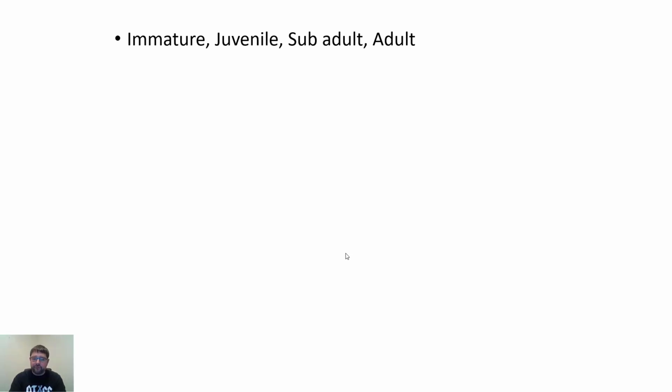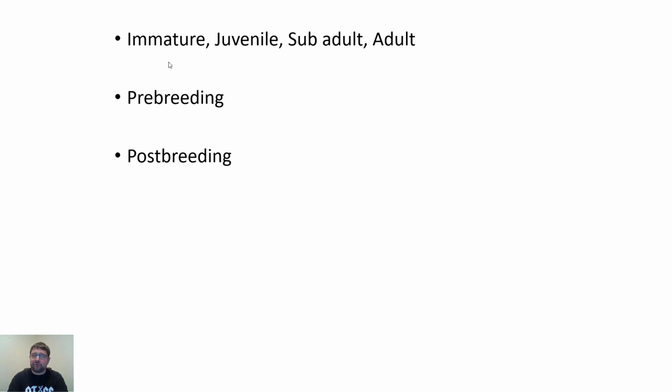Other denotations of different cohorts could be immature, juvenile, subadult, adult. This is very common when we talk about birds. We might also call the organism pre-breeding or post-breeding, just ways to note different periods of time. And this is very true for organisms where it's hard to distinguish their actual age.